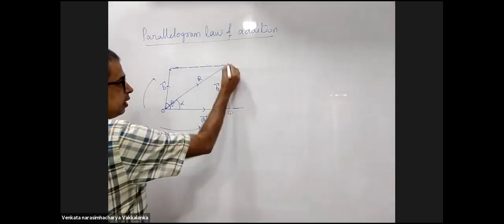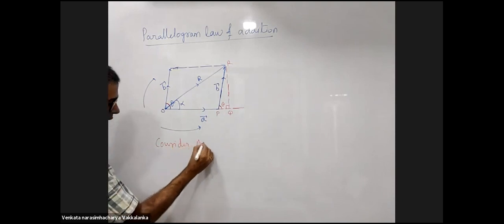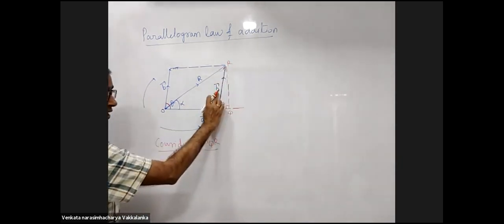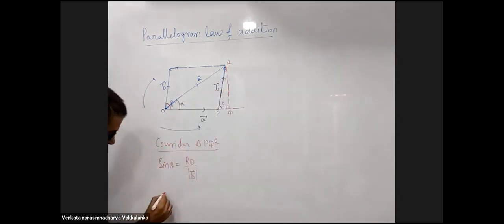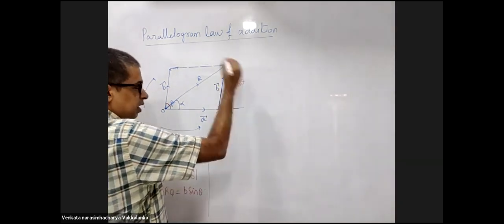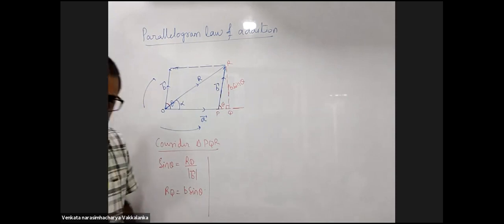Call this PQR. Consider triangle PQR. PR is the vector B. Sin theta will be RQ by B, RQ divided by, opposite side by hypotenuse. RQ is B sin theta. This is B sin theta. So far, so good.